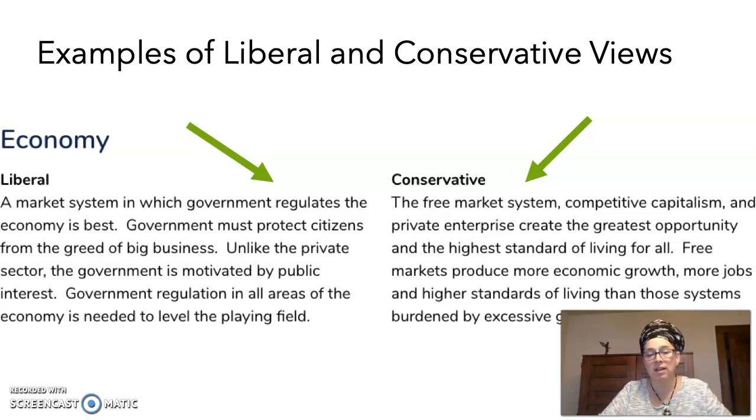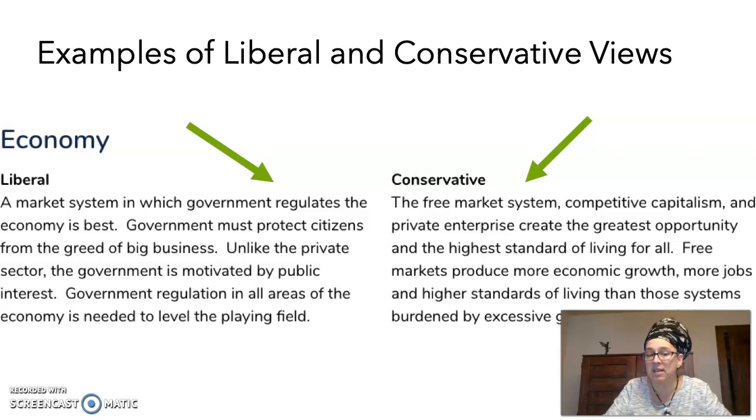So we're going to start on the liberal side, where we say a market system in which the government regulates the economy is best, meaning that the government should put requirements that if you're a doctor, you need to have a doctor's license, for example. Or if you are a contractor, you need to understand what potentially could go wrong with the electrical in order to be building things, so that you have at least the correct knowledge to go into that job.